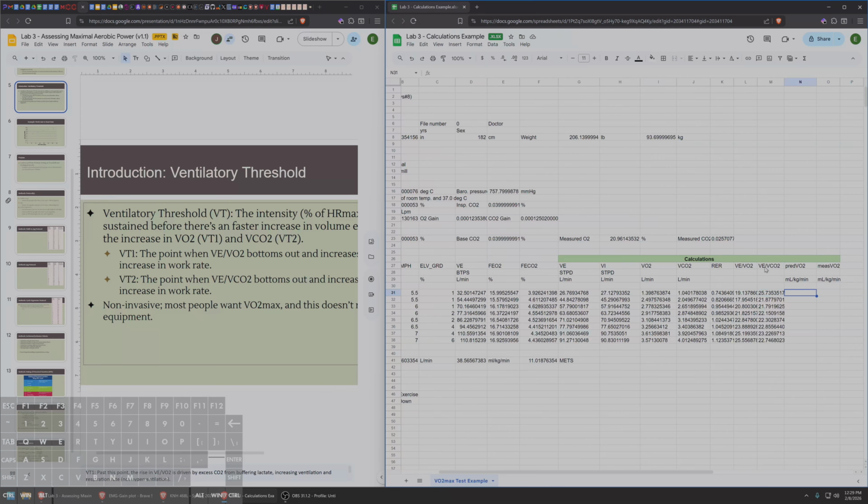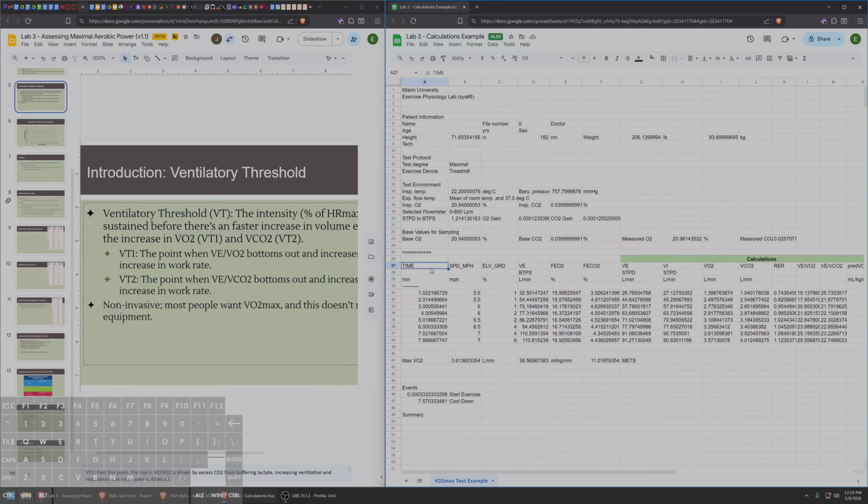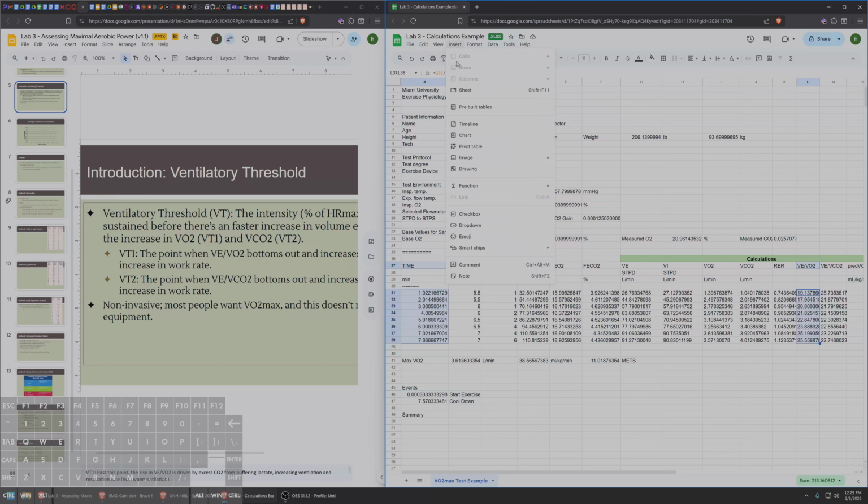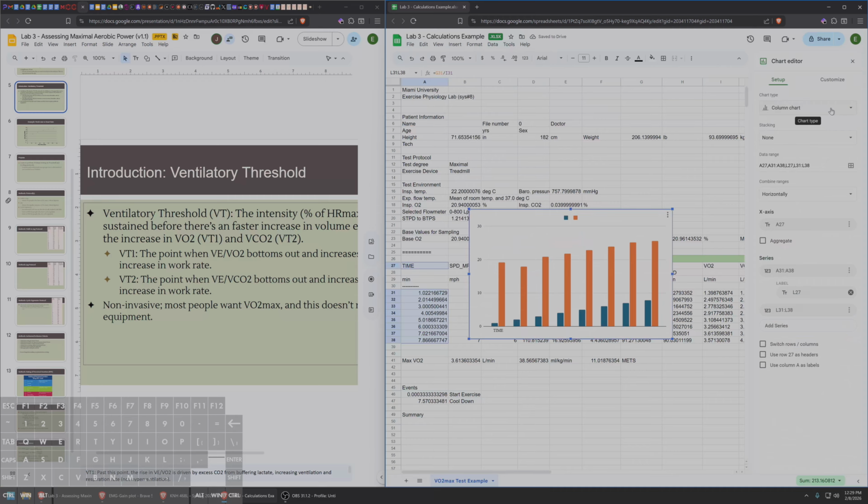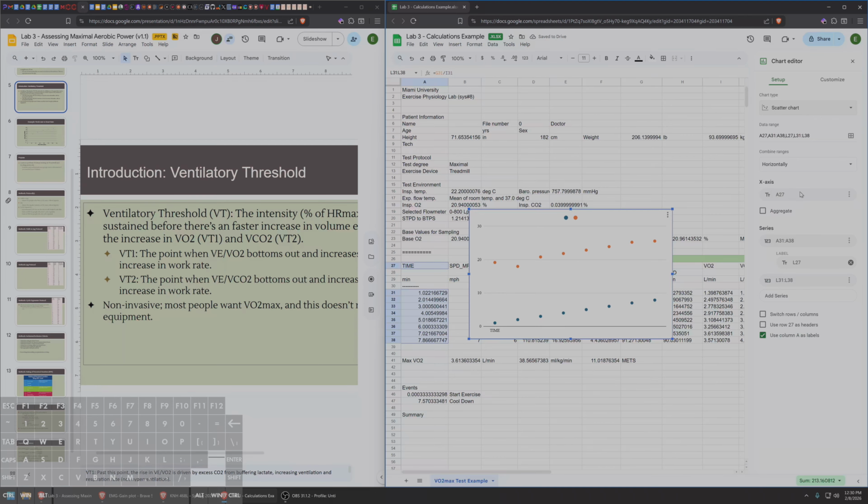So that concludes those parts. Now, if we want to make some graphs, we'll have to come over here to time, holding control, it might be command on Mac, then selecting our VO2, VCO2, and whatnot. Now we'll come up to insert. We're going to insert a chart. This isn't what we want. Google Sheets isn't great for charting, but you know, we'll make it work.